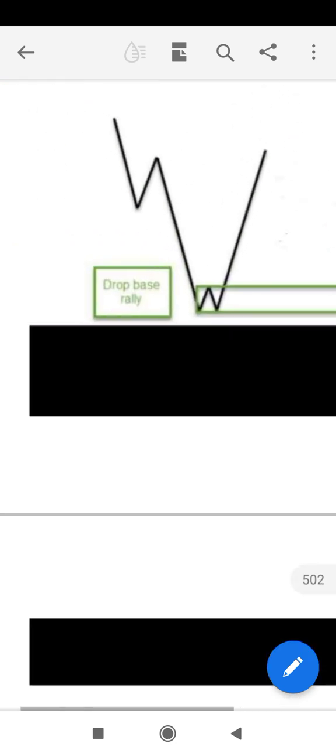So let's look for the drop base rally. You can see the drop base rally here. Here the price drops, rises, draws back to the base, the starting point, and rises again.